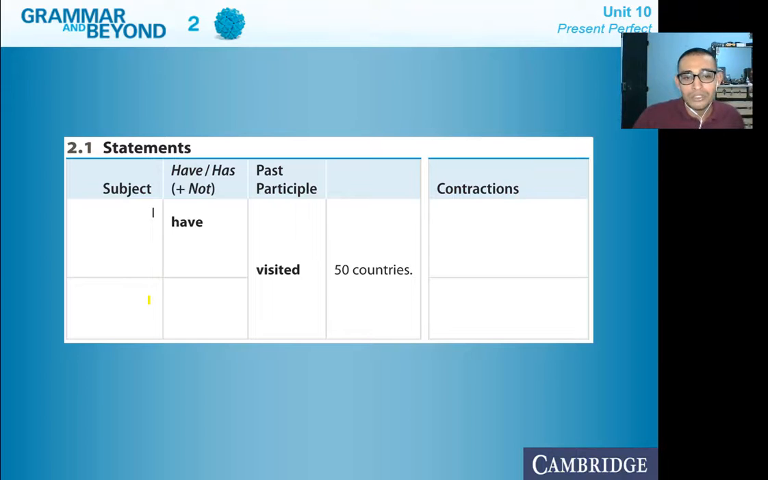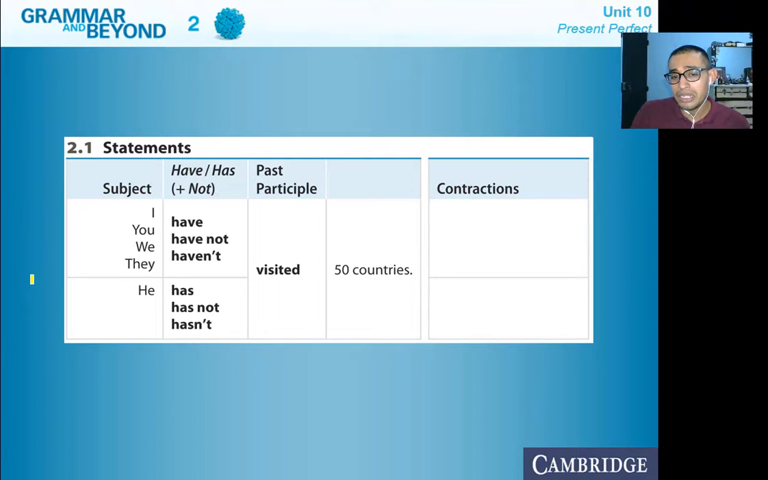Now, if I want to make this sentence negative, I would say I have not visited 50 countries. Or you can make a contraction and say I haven't visited 50 countries. We have different subjects, and be careful because when we use he, we use the auxiliary verb has as well, and we use this verb has with she and it as well.